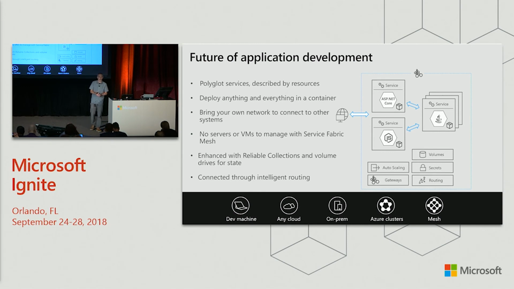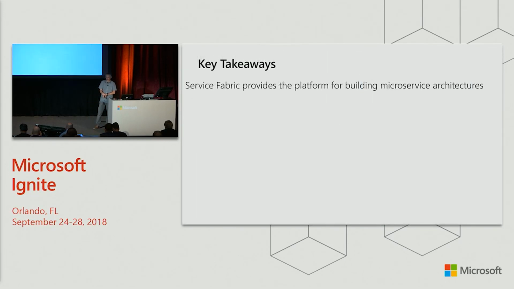You deploy these inside a Service Fabric cluster environment, or you can deploy them inside Service Fabric Mesh. You can enhance them with reliable collections. If you run inside Service Fabric Mesh, it will allow you to bring your own network to hook them all up with, and then everything is connected through intelligent routing through the use of our built-in reverse proxy capabilities. And you can deploy them inside any environment of your choice.